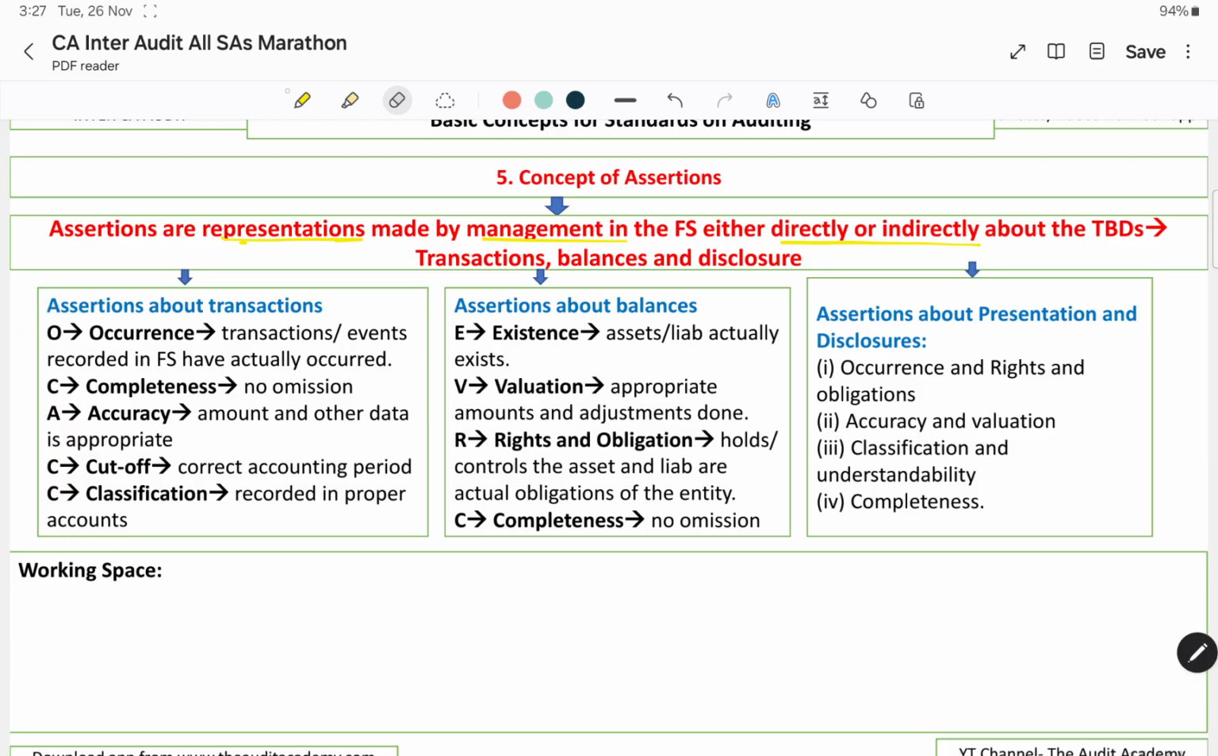So let's get started with the assertions about the transaction. Transactions means P&L items. Assertions about balances, balance sheet items. And assertions about presentation and disclosure. Occurrence: transaction or event recorded in financial statement have actually occurred.